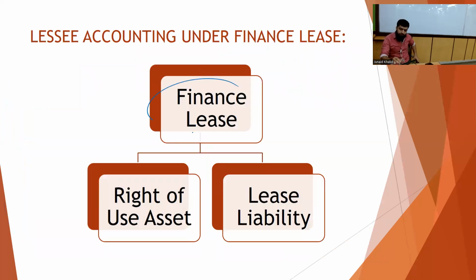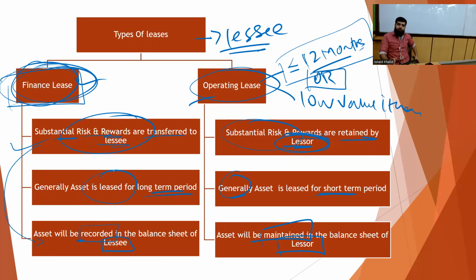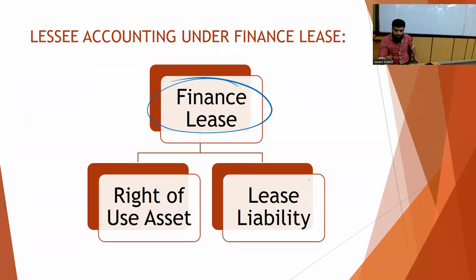Now we are moving towards the finance lease. What is the finance lease? We have discussed that under the finance lease, major risk and rewards are transferred to the lessee, which means the control lies with the lessee. Number two, the major benefits are transferred to the lessee, which means the lessee is the company who will retain the major benefit of that asset, so the asset should be recorded in the balance sheet of the lessee company.